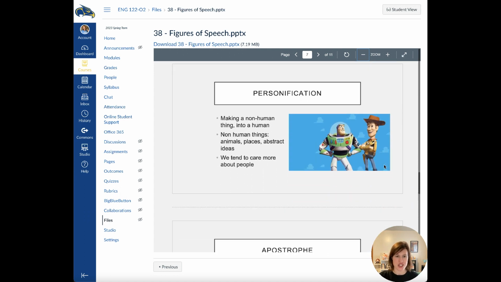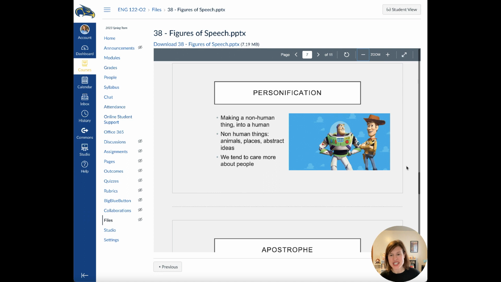Then we have personification. Personification is making a non-human thing into a human. So these can be animals, places, abstract ideas, and we tend to care more about them as people, right? So oftentimes, when you have stories with animals in them, they're often personified to give them more definition and dimensions we can relate to, right? We can't exactly relate to an armadillo. Not usually, but if you give that armadillo a quirky personality, make it introverted, yeah, some of us can relate to that. So that's kind of the idea.